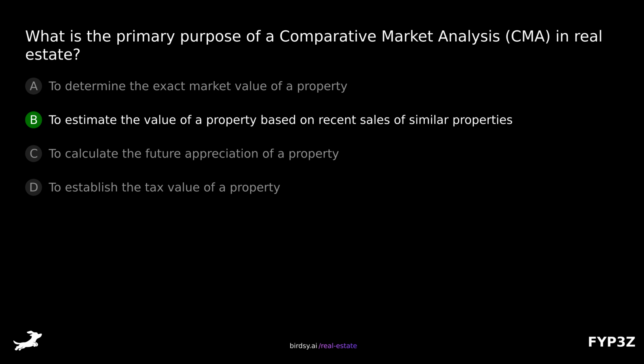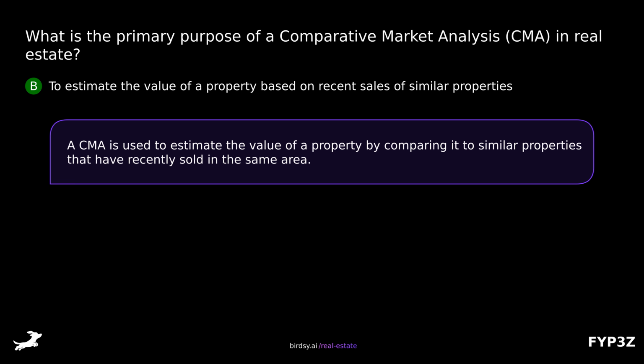The answer is B, to estimate the value of a property based on recent sales of similar properties. A CMA is used to estimate the value of a property by comparing it to similar properties that have recently sold in the same area.